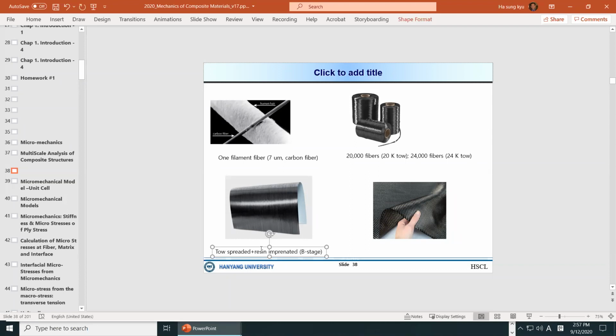And another form is the woven fabrics. So this one has interchanged tows.